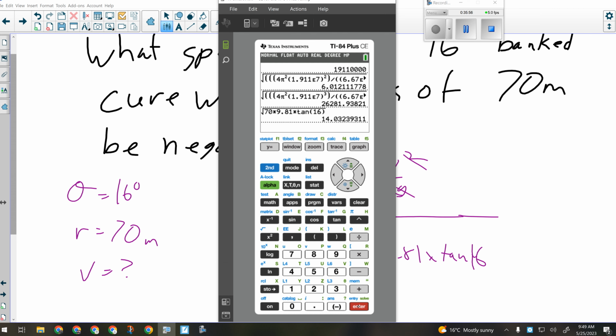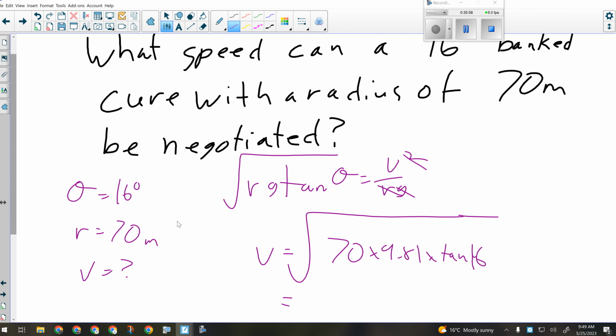Okay, all right. So for this one here, square root 70 times 9.81 times the tan of 16. So 14 meters per second. So a question like this would only be worth like 3 marks. That'd be a 4-mark question. Yep, because you get 1 for your givens, 1 for identifying the type of question, 1 for your algebra, 1 for your answer. Okay, what else?